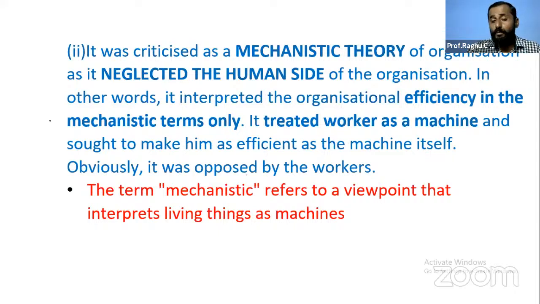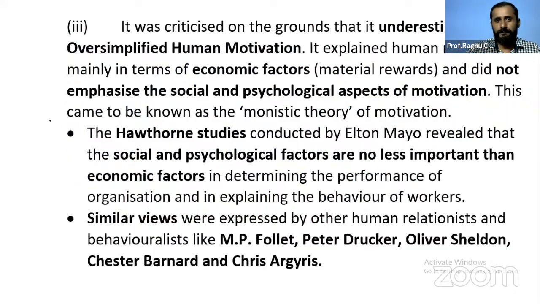Then it was said to be a mechanistic theory. Why? Because it treated everything in mechanic terms. We often use the term, he is doing the work mechanically. So, like machines, it oversimplified human motivation because it never thought that social and psychological factors also can motivate a worker to do more. It thought that motivation is dependent on money.